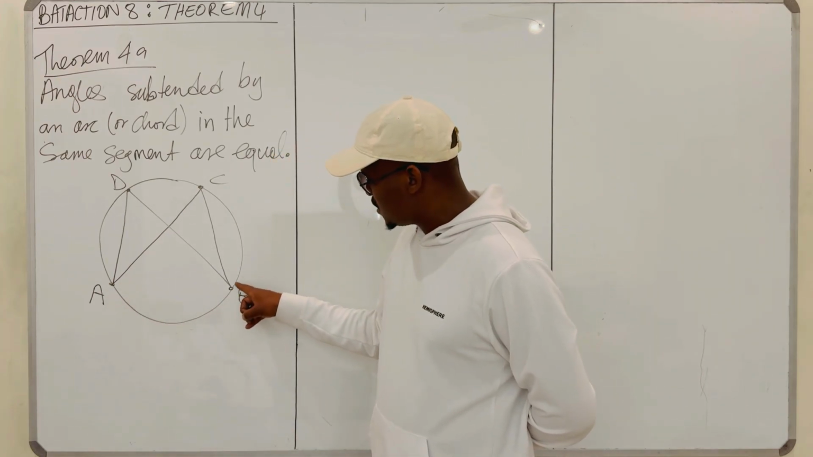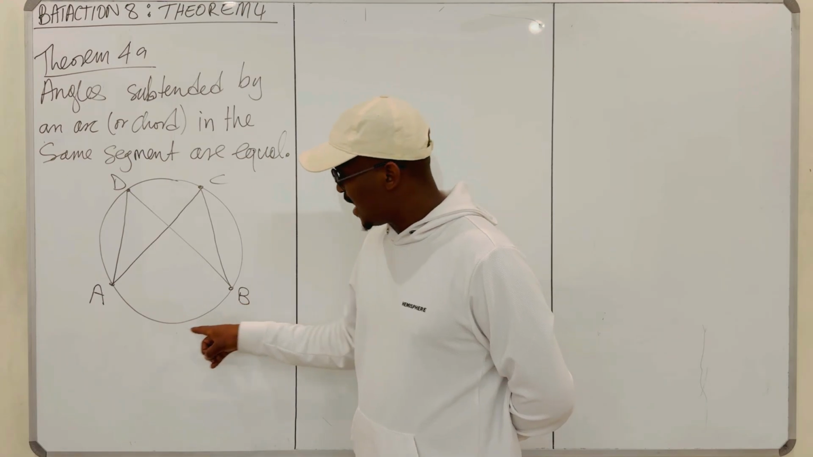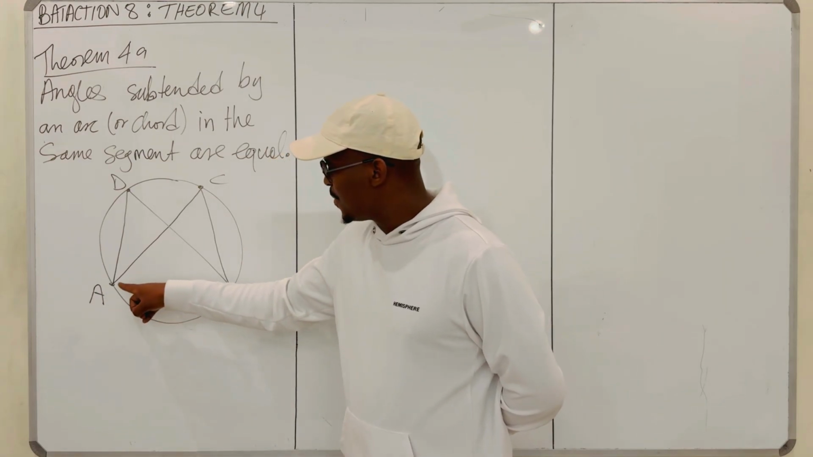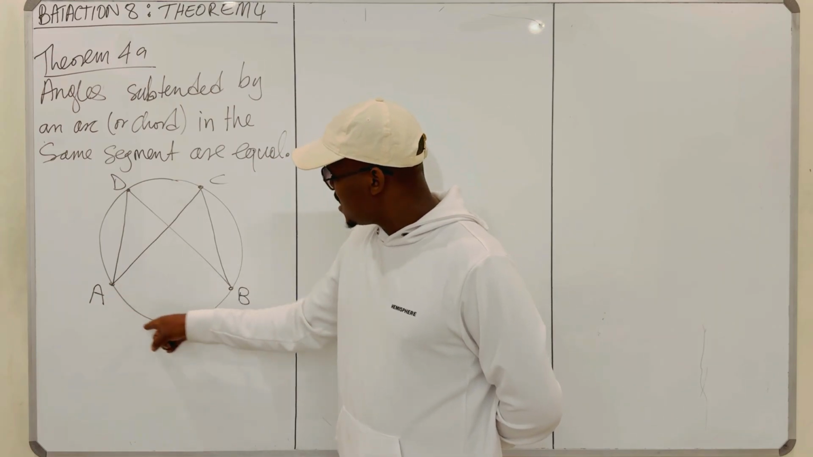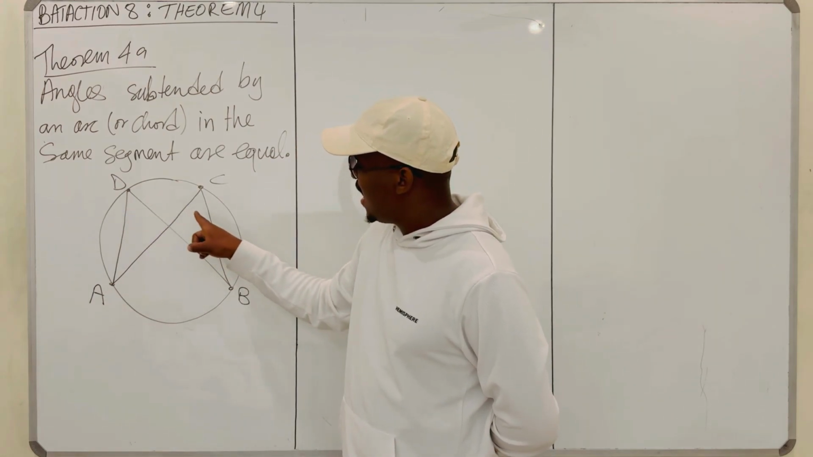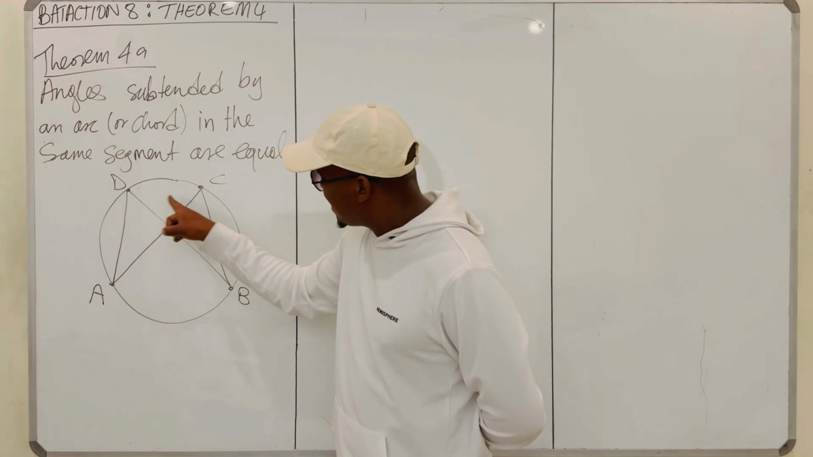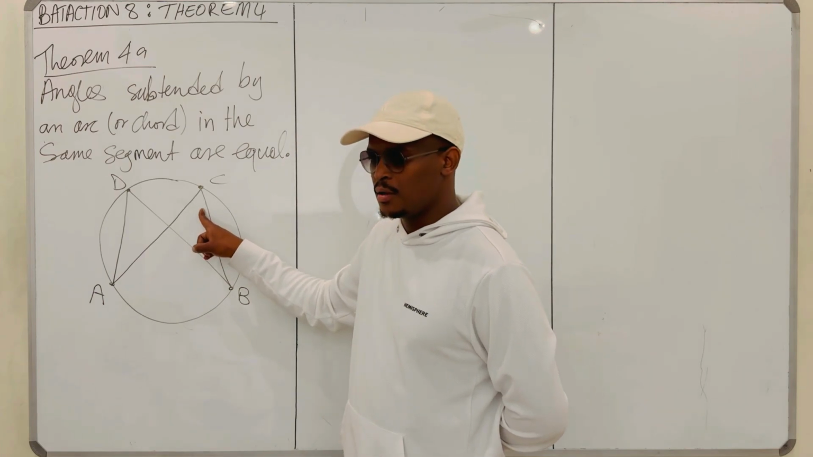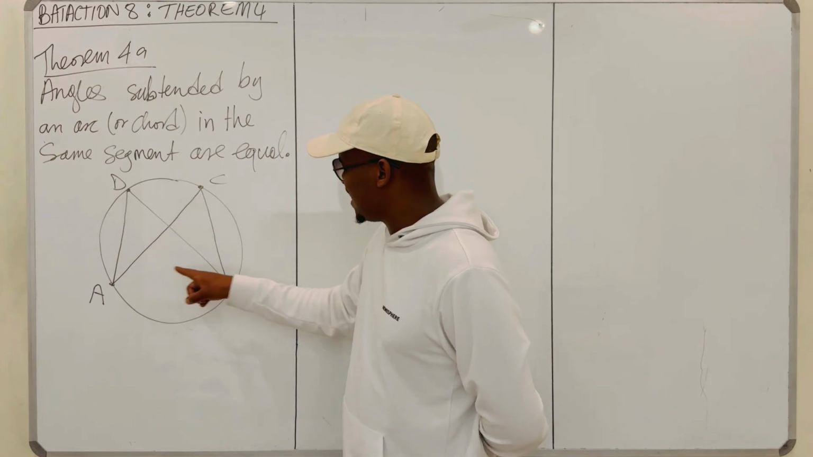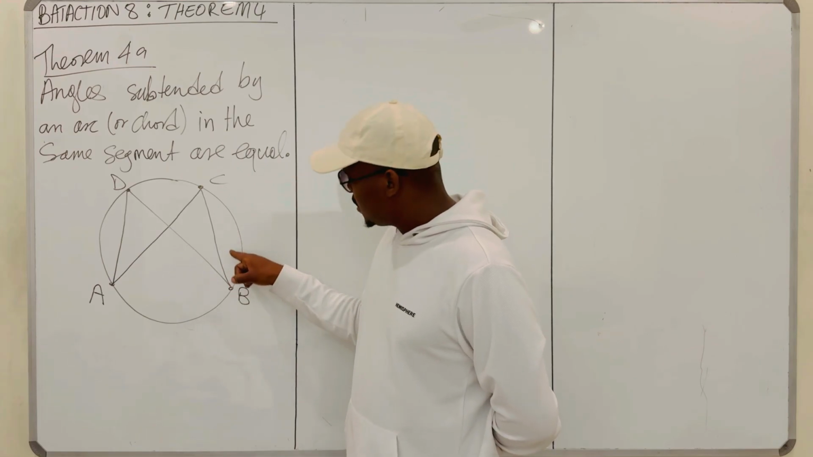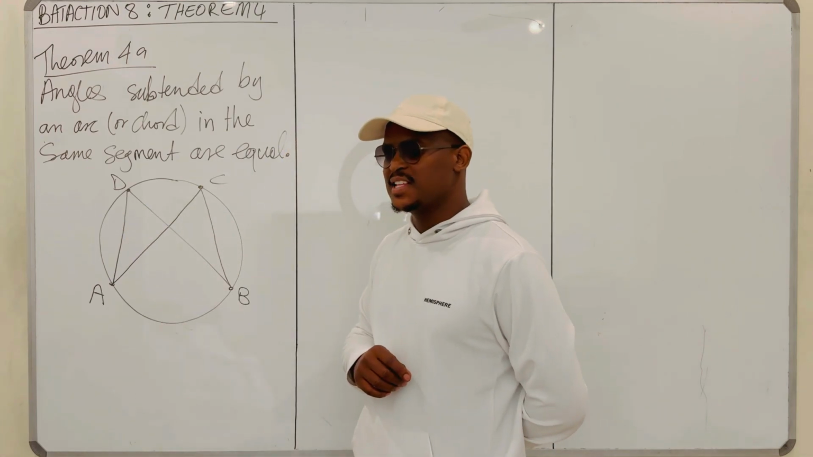Here is AB. Can you see AB here? It's the arc AB. Or you can think maybe as an imaginary chord AB. So if your arc AB subtends angle D and angle C, then these two angles should be equal. It doesn't matter how many angles there are, even if they're subtended here, all those angles up there will be the same.